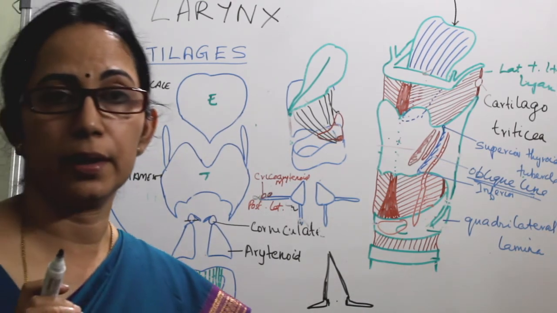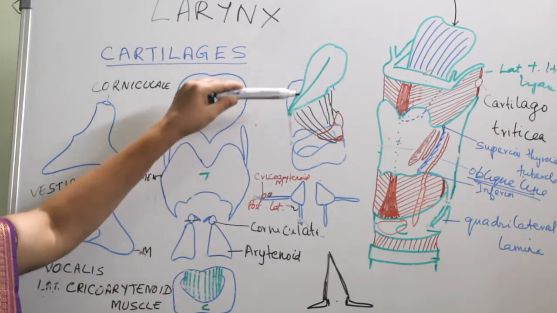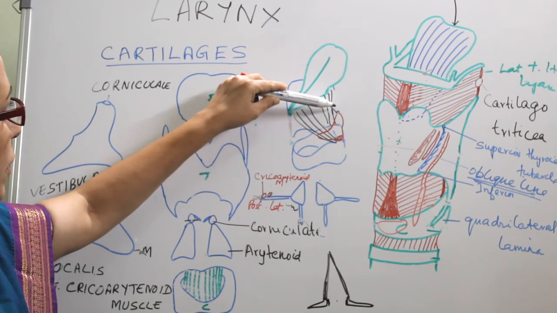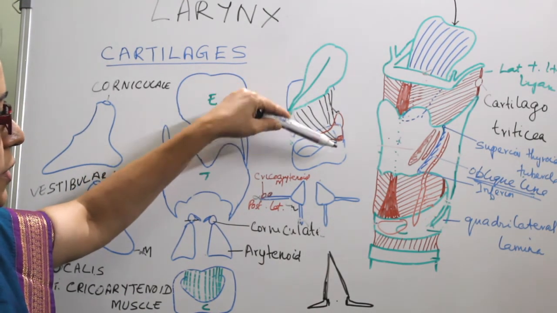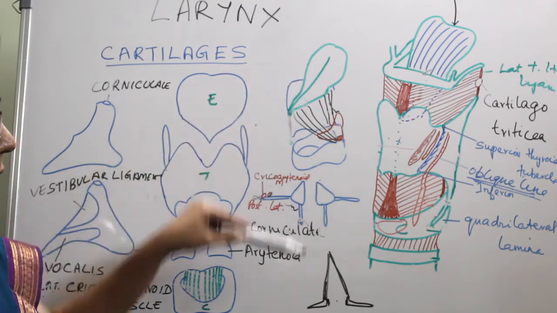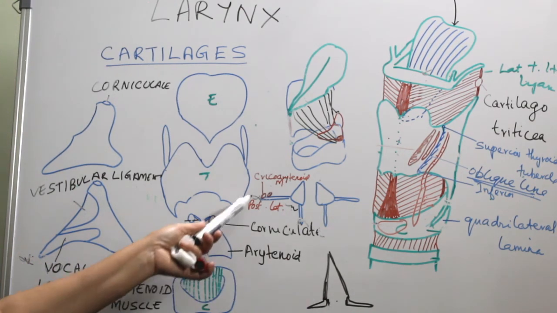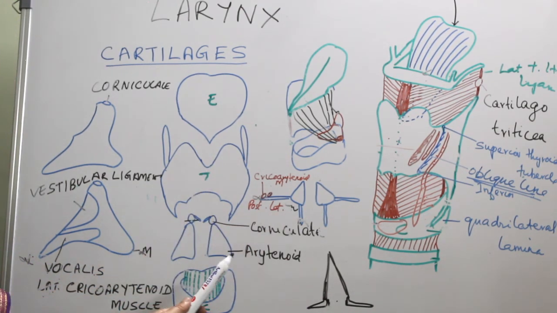About the arytenoid, it has an apex for the attachment of the corniculate cartilage, the posterior surface, the base, the medial surface which forms a lateral boundary of the intercartilaginous part of the glottis, and also an anterolateral surface.